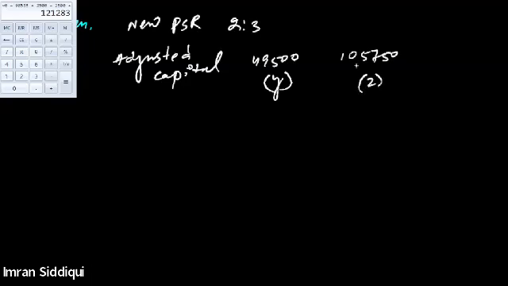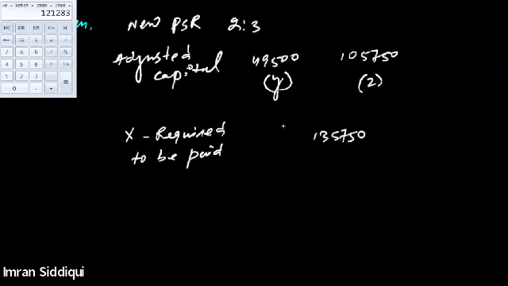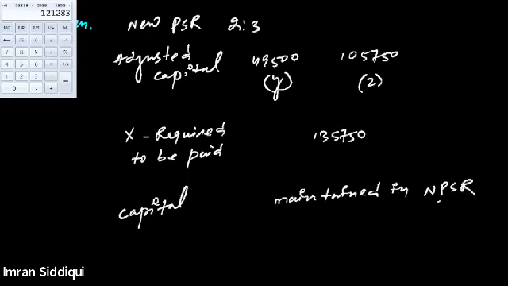Then the question is telling us that X is required to be paid how much? Since he is the retiring partner, he is required to be paid 1,35,750. And at the end, the question tells us that the capital of the remaining partners must be maintained in their new profit sharing ratio. What is the new profit sharing ratio? That is 2:3. The new capital needs to be maintained in their new profit sharing ratio. All right, so this is what the question is telling us.